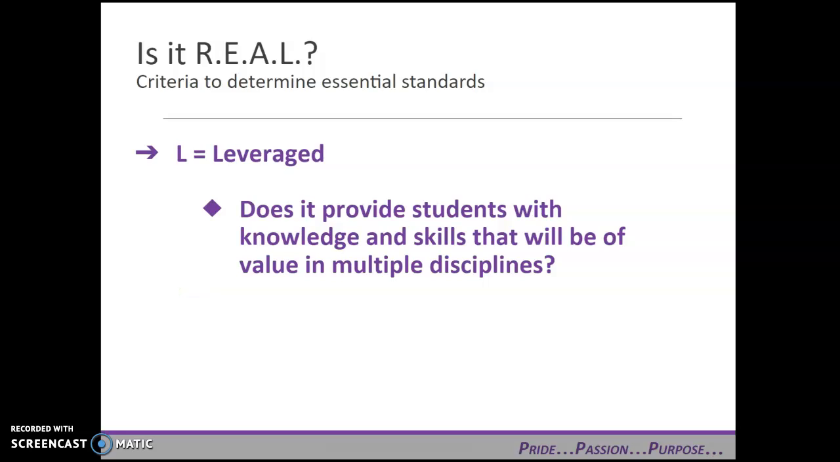Finally, standards that can be leveraged give students knowledge and skills that they regularly apply to other disciplines and maybe their lives after high school. So when evaluating standards for whether they are leveraged or not, ask yourself if students use this same skill in a different content area, or if it directly applies to the job force and how students will use this skill in their careers after high school.